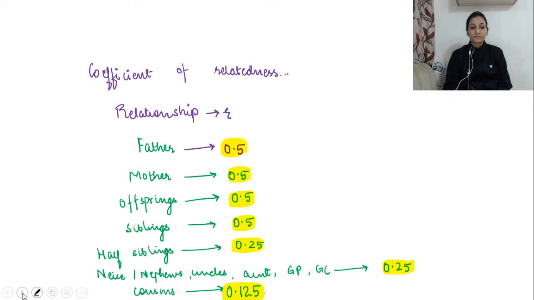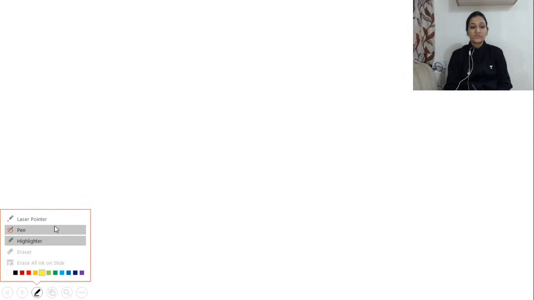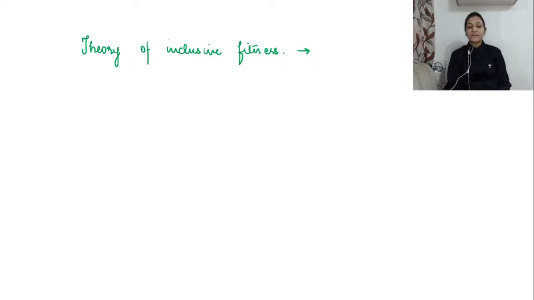Now there is one more aspect which is related with Hamilton's rule. That is the theory of inclusive fitness. So what does this say? It says that an organism's genetic success is believed to be derived from cooperation and altruistic behavior.